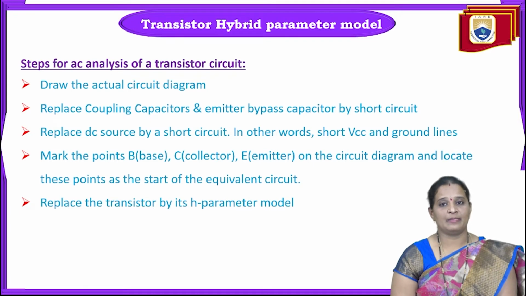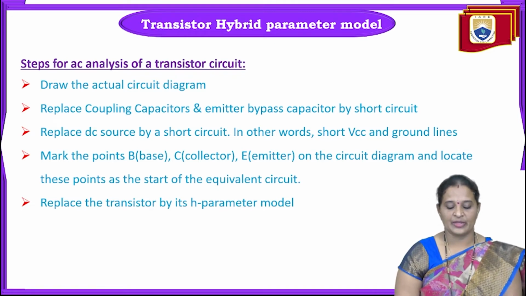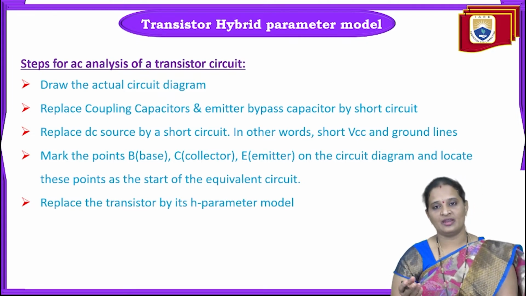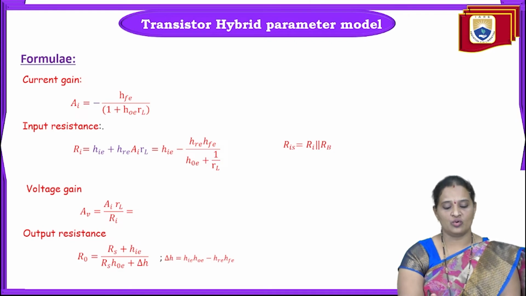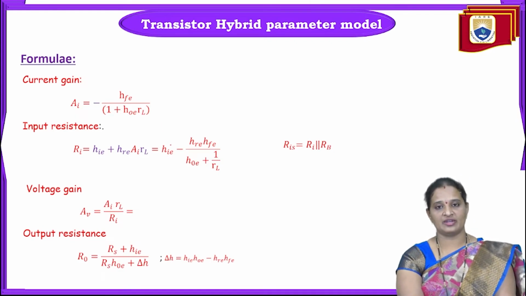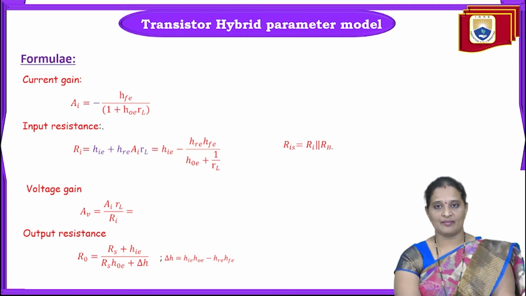Next, mark the base, collector and emitter terminals of the transistor on the circuit diagram and locate these points as the start of the equivalent circuit. So first locate the terminals of the transistor, then replace the transistor by its h parameter model and then do the AC analysis. These are the steps we need to keep in mind. And we already know the formulas of voltage gain, current gain, input impedance and output admittance of a transistor using the hybrid parameter model.